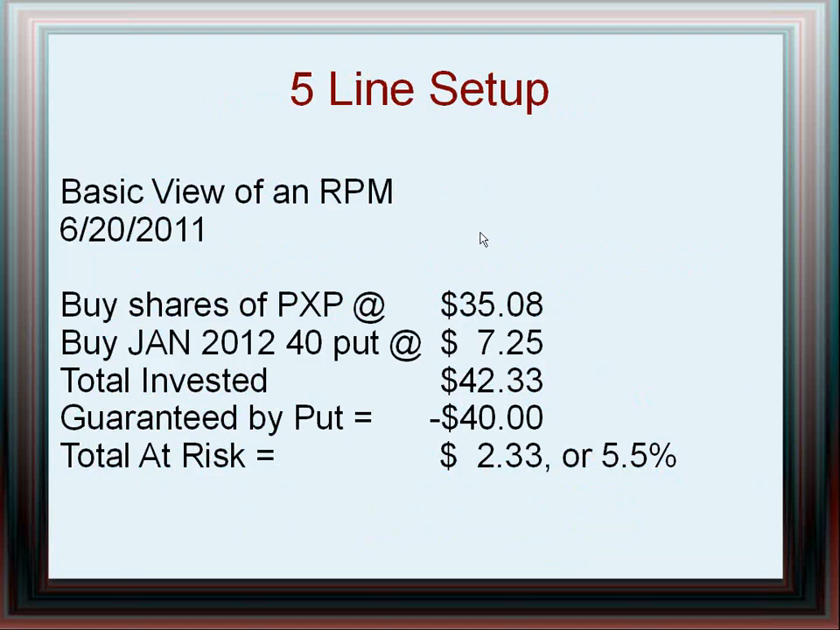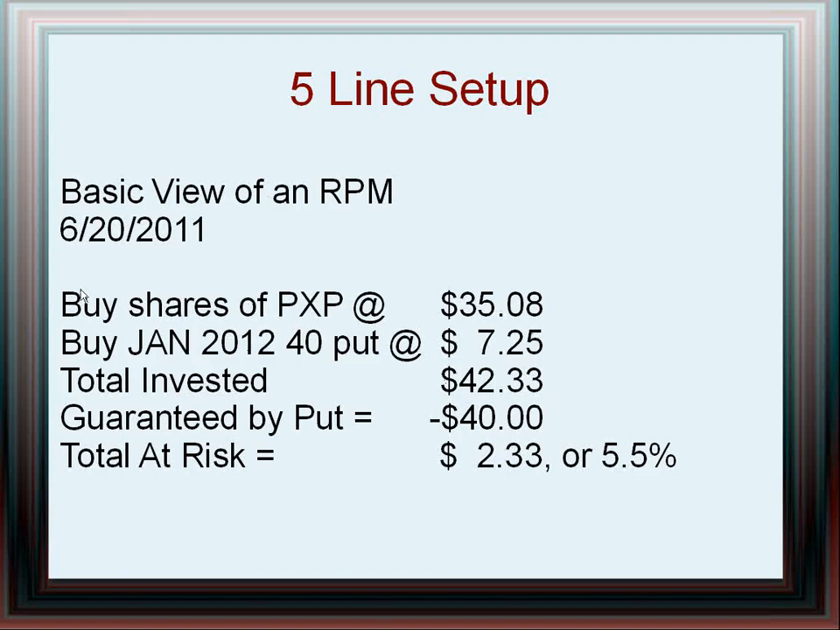A basic view of an RPM, and I looked this morning, we're around the same place. Some of you may ask, why are you using a year-old presentation? Well, we want to keep the numbers the same because of the comparisons we're going to use later on. But if we looked at this stock, PXP, today, it's trading right around 35.50, and if I bought a January 2013 40 strike put, we'd have almost the same prices. Over the last year, PXP has moved up and down, but it's almost at the same price today.